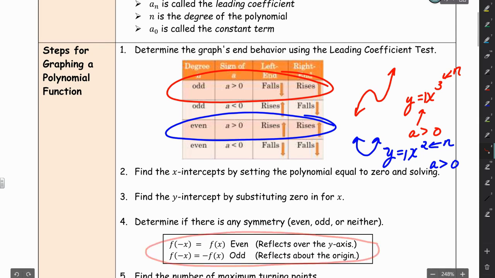We'll practice that together. What that means is we're going to substitute a negative x into the original function. If we end up back with the exact same function, it's even and reflects over the y-axis. If we put a negative x into the function and every term has a sign change, that would be odd, and that would mean it's going to reflect over the origin. It's just another guide to helping us do the graph.